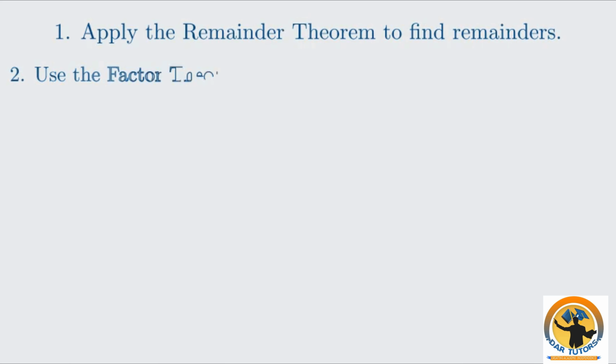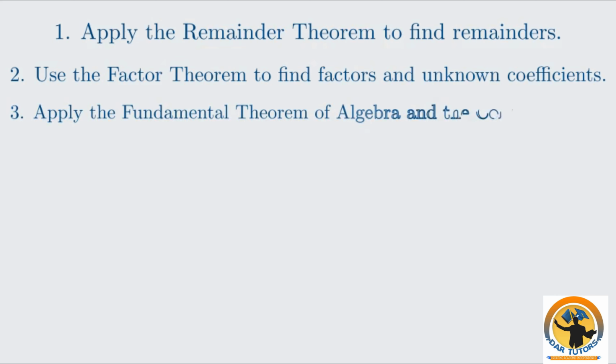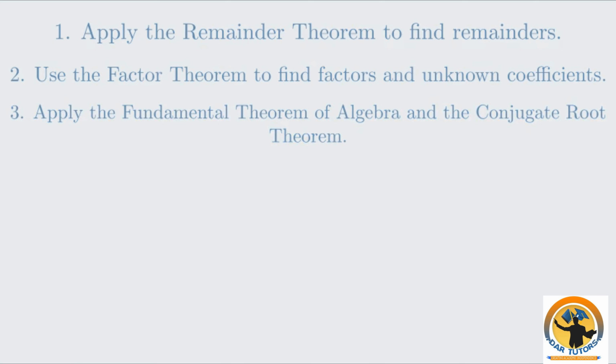Second, use the factor theorem to identify factors of a polynomial and solve for unknown coefficients. And third, understand and apply the fundamental theorem of algebra, particularly the conjugate root theorem, to find all zeros of a polynomial. Let's begin with the remainder theorem.